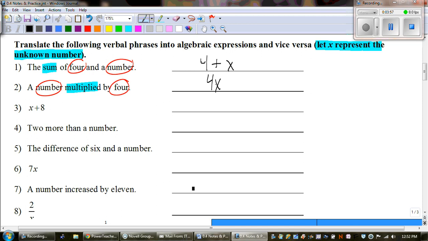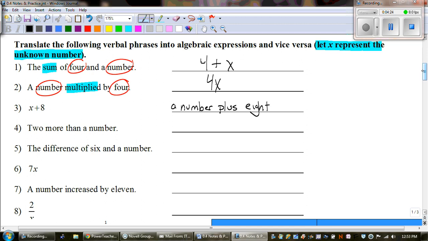3. How would you write that down? Well, first we've got the variable, so we could write a number. And it's addition, so I'm just going to use plus 8. So it's a number plus 8.